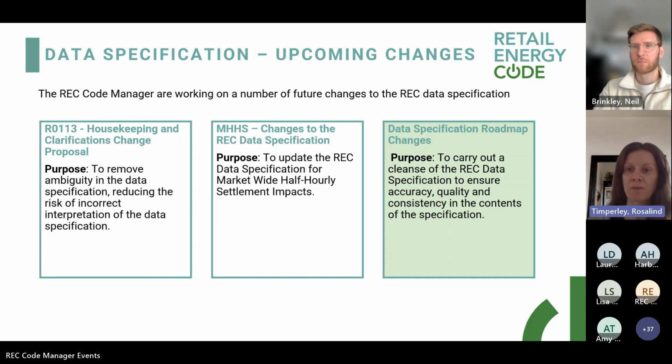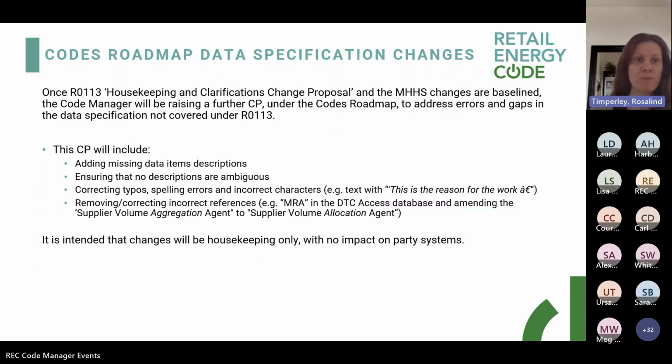And I'm going to talk about our future roadmap change. So if we just move to the next slide. So we've raised R0113 to remove any ambiguity, particularly for new entrants, so that when anyone entering the market builds their systems, they're going to do so in a way that aligns with what others who use the pre-REC data specifications have built. We've also got a list of other more minor issues that will be progressing at a future point in time under what we're calling the data specification roadmap change.